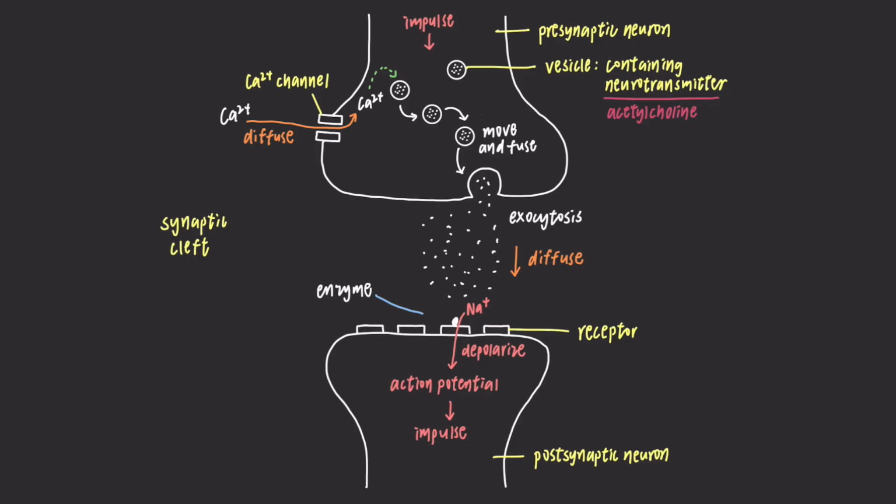The neurotransmitter on the receptor will be broken down by enzymes, which are located in the synaptic cleft. For example, cholinesterase breaks down acetylcholine. Products will then be reabsorbed by the presynaptic neuron to complete the whole synaptic transmission.